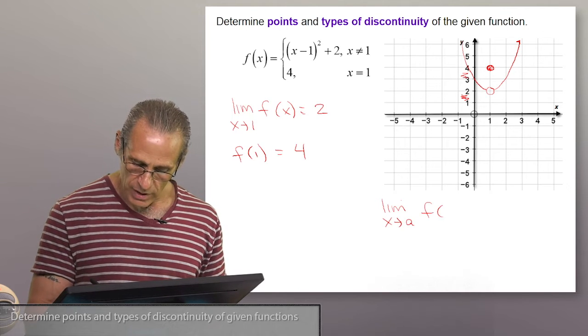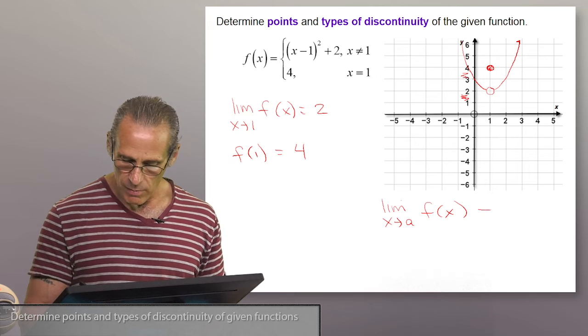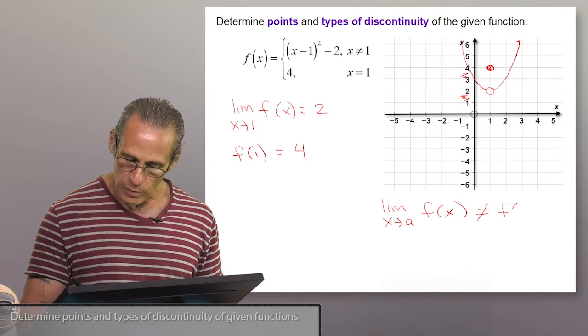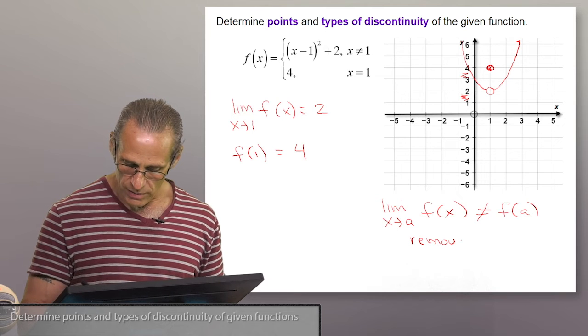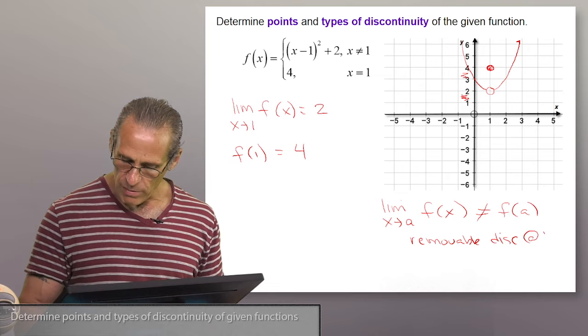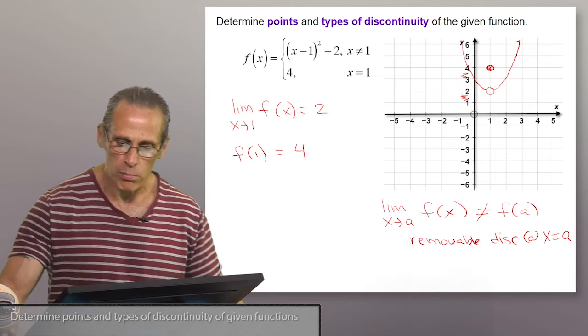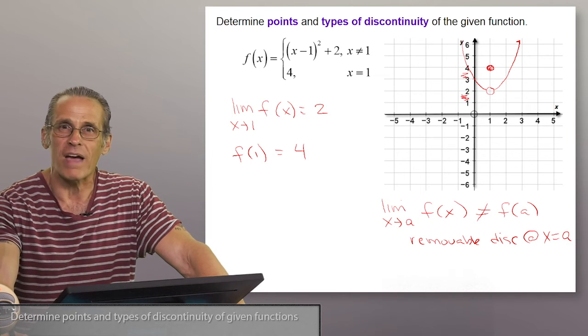of a function existing but not equal to the function value at a, this is called a removable discontinuity at x equals a. And students remember that they basically are just removing a point. They kind of have a hole in the graph at x equals a.